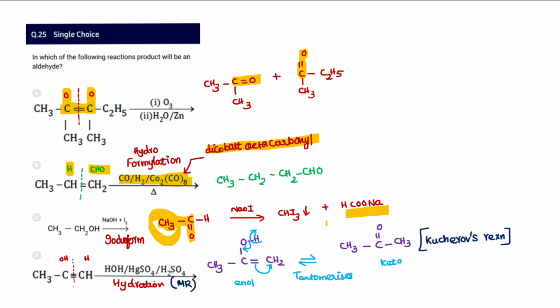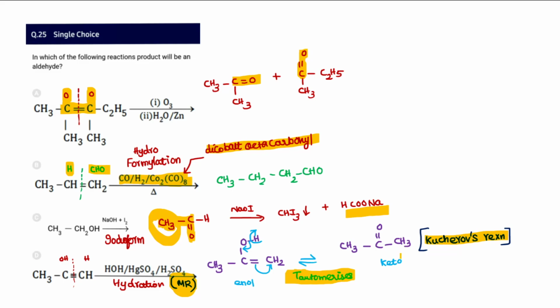And then the last one is a hydration reaction, which follows Markovnikov addition. Here MR stands for Markovnikov addition, and then it results in enol-keto tautomerism. So it undergoes keto-enol tautomerism, and the reaction is also called Kucherov's reaction. This is a very important piece of added information for you.